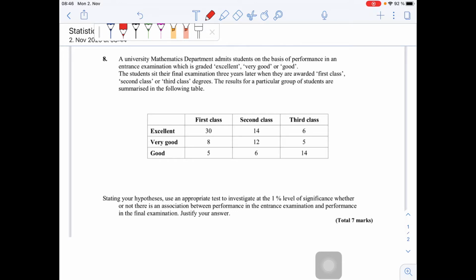Okay, there are some students. Actually, it's very important how many students. They tested when they were admitted to the mathematics department in the university, and then after 3 years they tested again, and here's the result. And it says: stating your hypothesis, use an appropriate test to investigate at the 1% level of significance whether or not there is an association between performance.